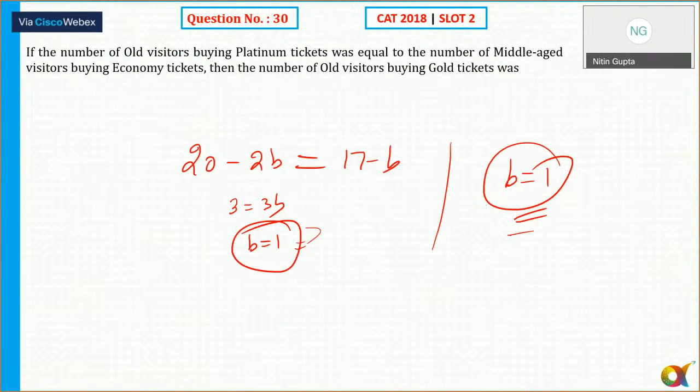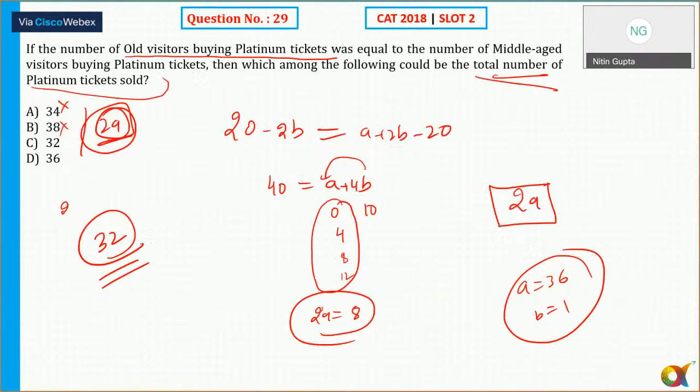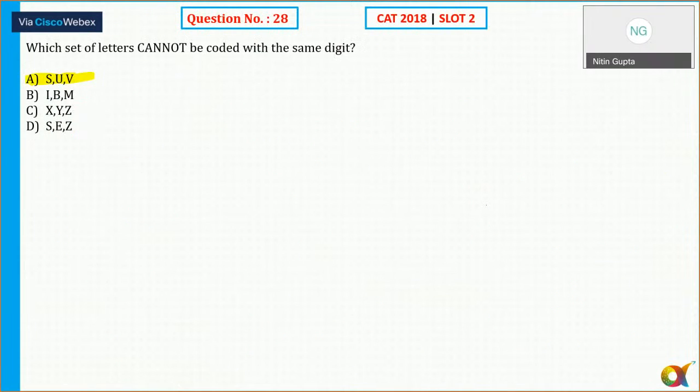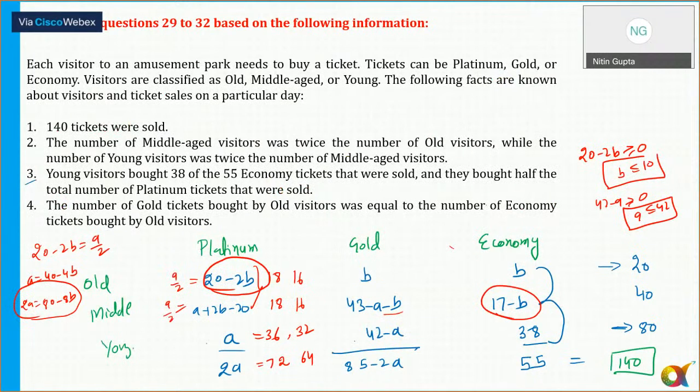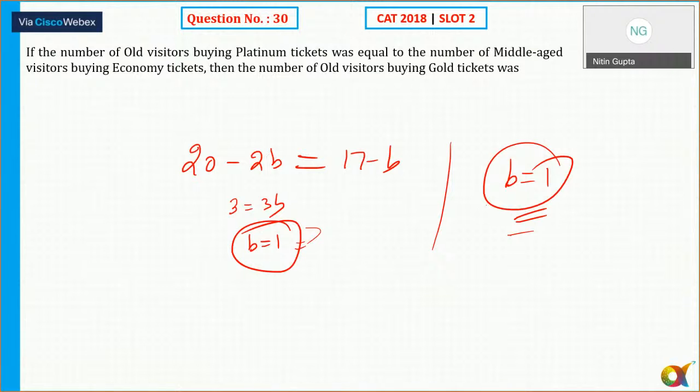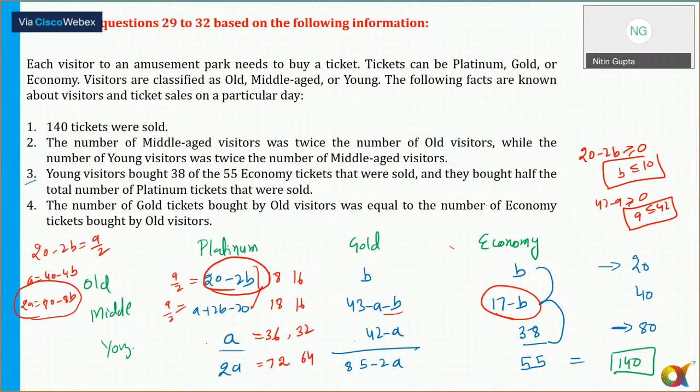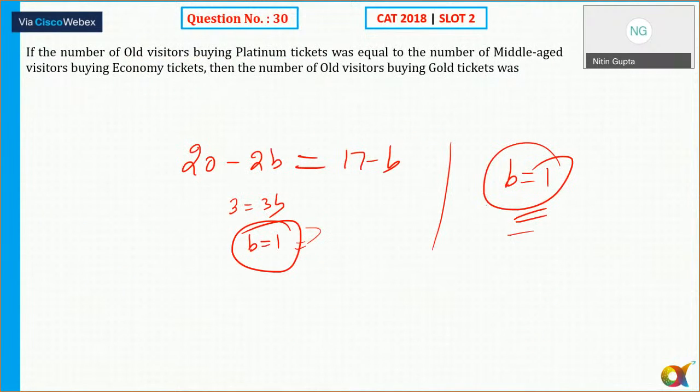So it says the number of old visitors buying platinum tickets, that is 20 minus 2B, is equal to the number of middle aged visitors buying economy tickets, that is 17 minus B. So 20 minus 2B is equal to 17 minus B. I have written the equation correctly. But the answer is 0, so maybe some equation I have written wrong. That might be the possibility here.